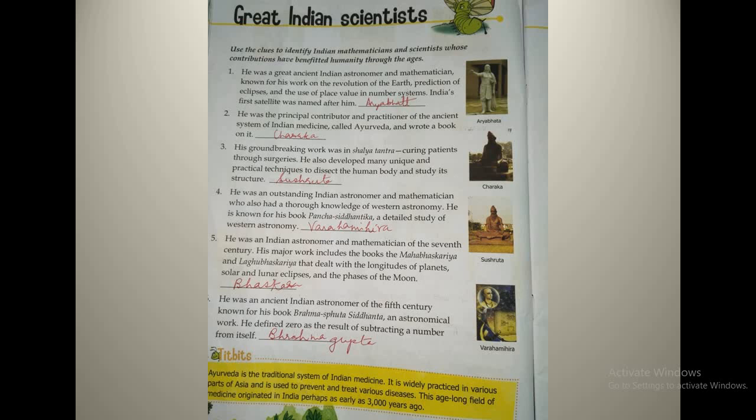The next is, he was an outstanding Indian astronomer and mathematician who also had a thorough knowledge of Western astronomy. He is known for his book Panchasiddhantika, a detailed study of Western astronomy. Now what is astronomy? Astronomy, the moon, stars, all these things that we study, right? The study of all these things we do in astronomy, right.